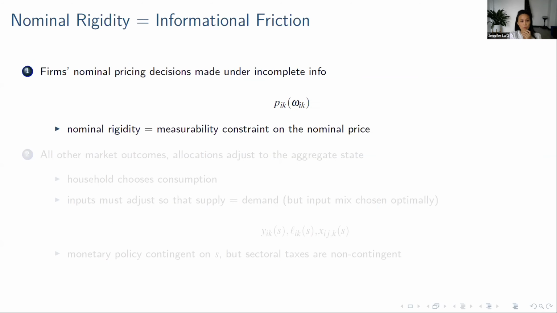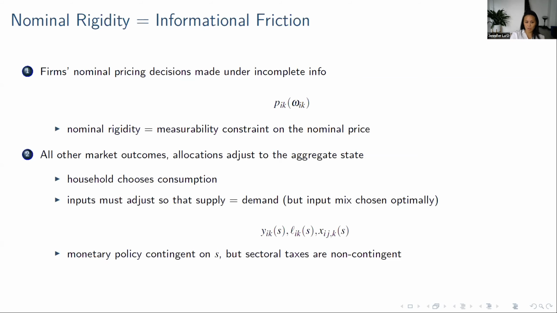Okay, so how do we model the nominal rigidity? Our nominal rigidity is essentially that these firm managers must make their nominal pricing decisions under incomplete information. So all of these firms get a signal of these productivity shocks, and they need to set a price based on that information. And therefore, the nominal rigidity in our model is essentially just a measurability constraint on the nominal price.